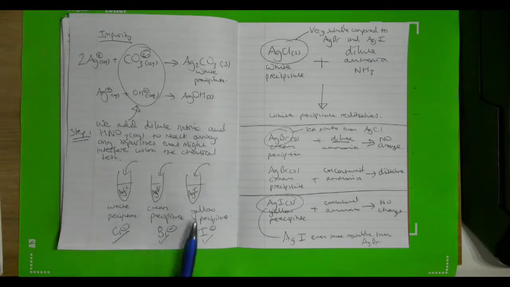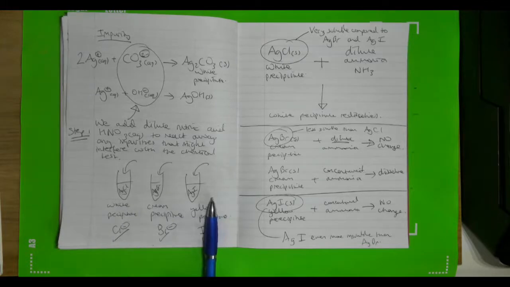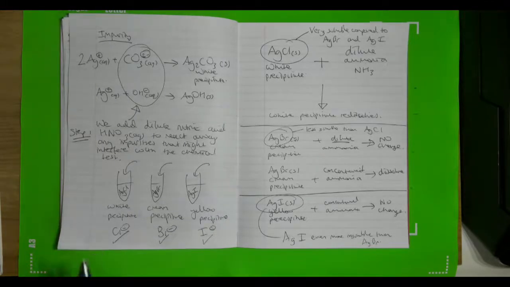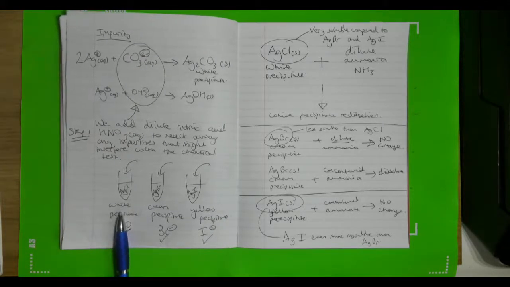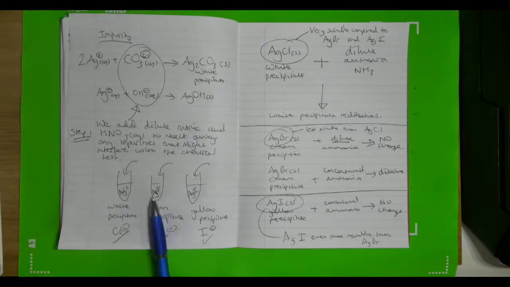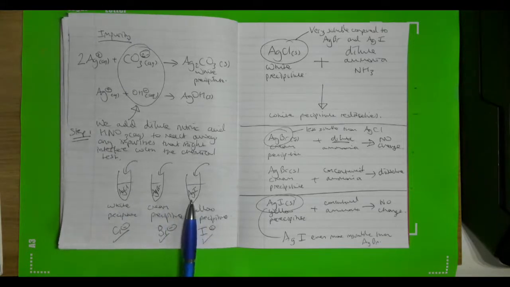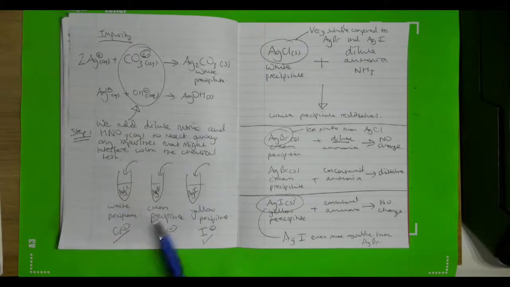And just to make sure, I would put dilute ammonia in all of them. The one which redissolves would be chloride. I would then put concentrated ammonia in those two, and the one which redissolves would be bromide, and the leftover one would be iodide. Okay?